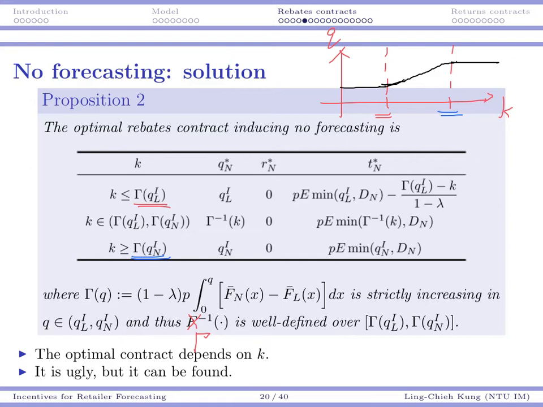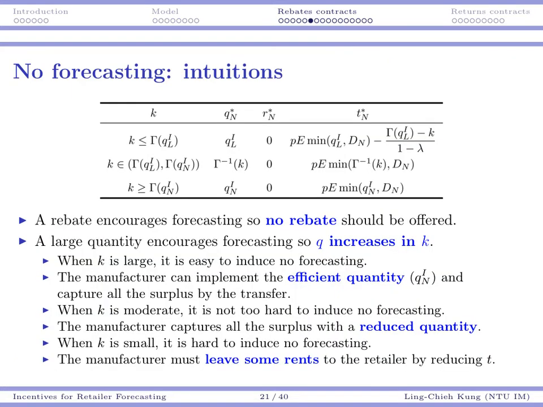We need some explanations and intuitions about this. So let's try to do that. The first thing we want to discuss is that there's no rebate that should be offered. In the optimal setting, there's no rebate.